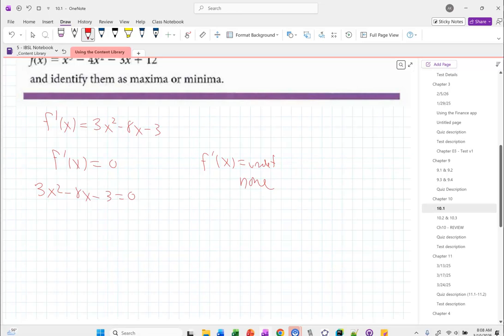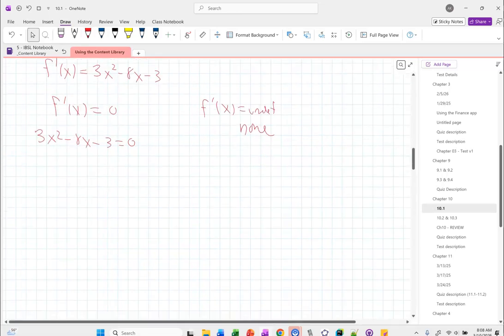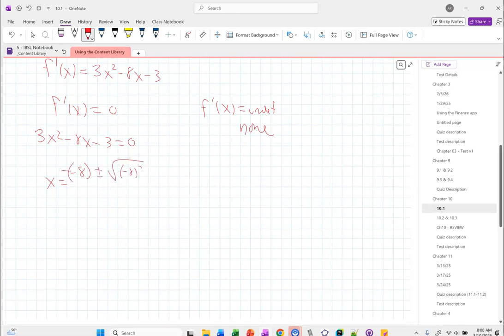Here I'm going to just do the quadratic formula just because it's a little more rigorous and I like rigor. All right. So negative b plus or minus square root b squared minus 4ac all over 2 times a.